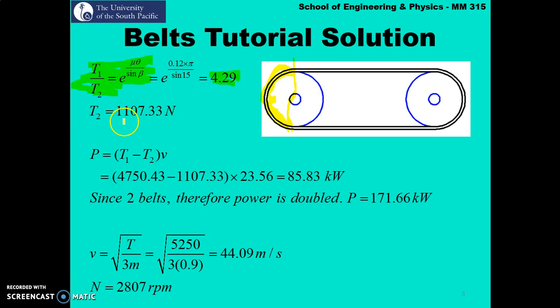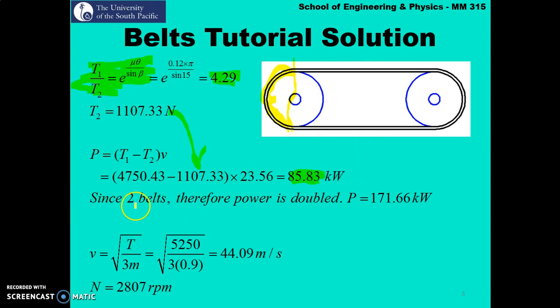We had already calculated T1. So T2 is T1 over your tension ratio. Therefore your T2 equates to 1107.33 newtons. Finally, the power is simply equal to T1 minus T2 times the velocity of the belt. So T1 was 4750.43 minus T2, substituted over here, times your velocity, which was 23.56. So we get the power transmitted to be 85.83 kilowatt.